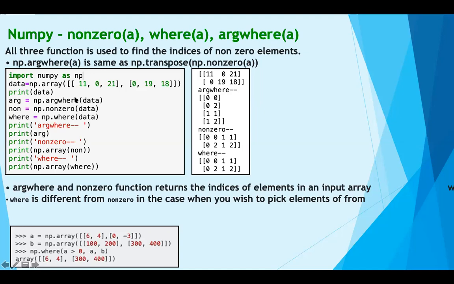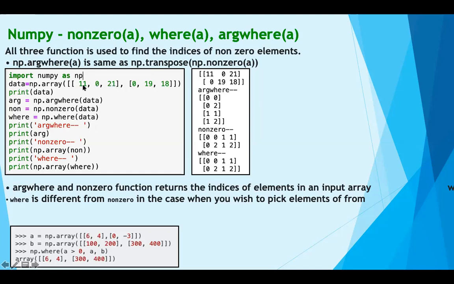So now let's take the example here. This is the array. First of all, I'm passing this array to the argwhere function, and you can see the result here. It returns the indices of the non-zero elements. This element is 0, so it will not return the indices for this element.